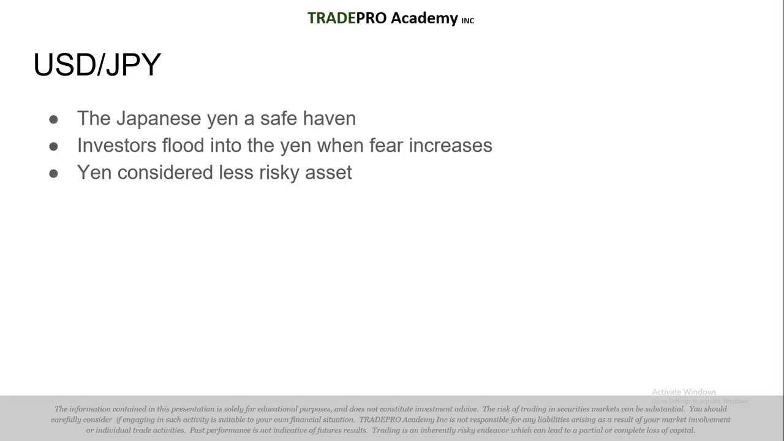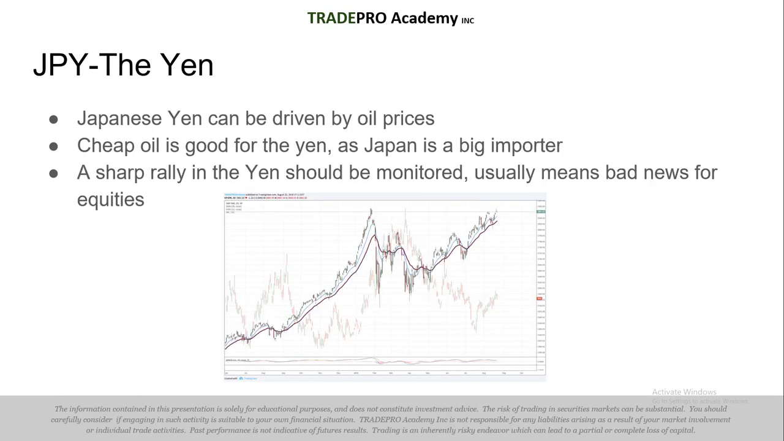So the Japanese yen, as we know from previous videos, is a safe haven asset. So investors love to flood into the yen when fear increases. That means usually when equities drop off, we see an increase in a bid in the yen. It's considered a less risky asset, but careful when it comes to the BOJ because we're going to talk about that soon. So the Japanese yen can be driven by oil prices. Like we did talk about, cheap oil means a bid in the yen. It's good for the yen because Japan is a huge importer of oil. Traders should keep a strong eye on the yen to see if there are any sharp rallies because this usually does not mean good news for the equities.